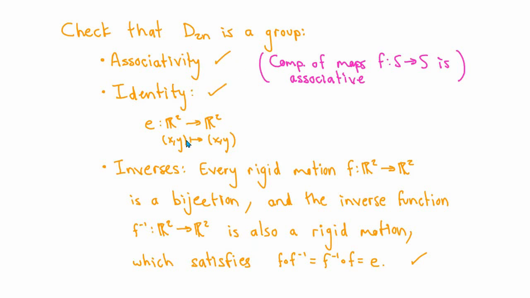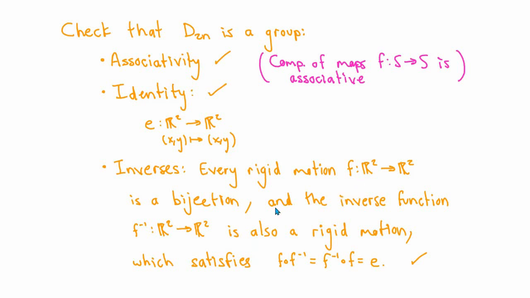Now the identity map on R2, which just sends every point to itself, is clearly a rigid motion of R2, and it serves as the identity in this group, because if we compose this function with any other function from R2 to R2, we're just going to get the other function back. Finally, to check that every element of this group has an inverse, if you look at the collection of rigid motions that we listed from R2 to R2, they're all bijections, so they all have well-defined inverse functions.